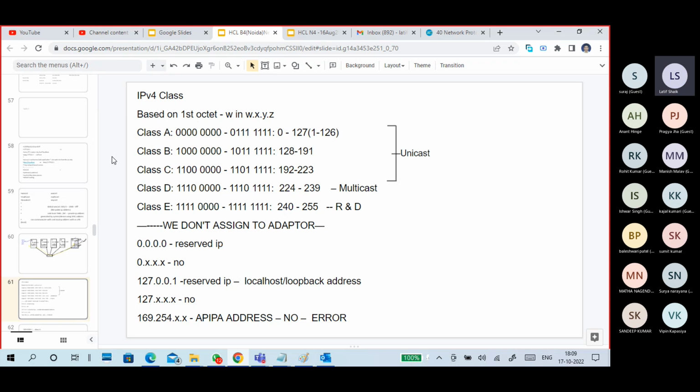But we cannot assign class D and class E to any computer. It won't accept them. The only ones accepted are class A, class B, class C IP ranges, because it is unicast. If you want to assign an IP address to your device, you can pick any IP address from class A, class B, class C. Of course, there are underlying rules, but generally I'm telling you that you can configure an IP address from class A, B or C. Class D and E we cannot assign.